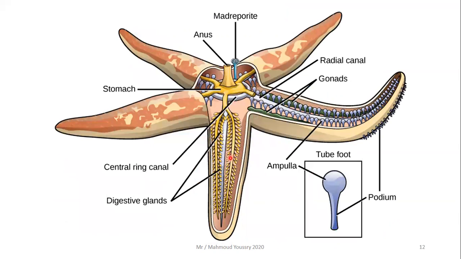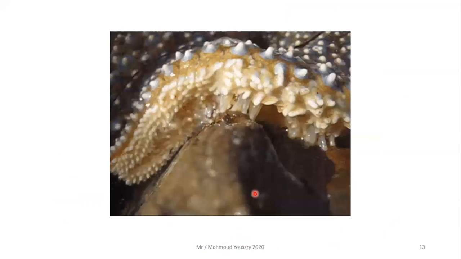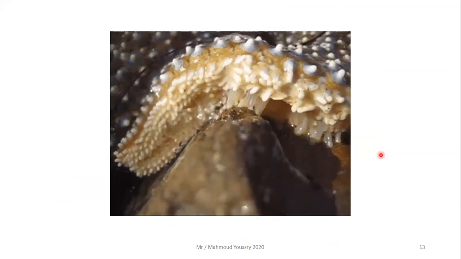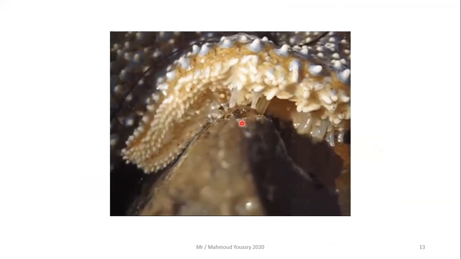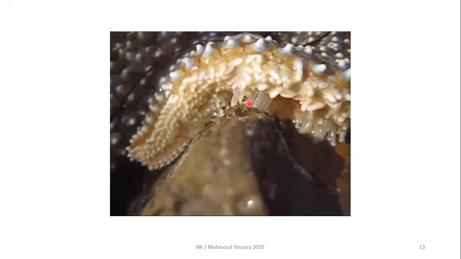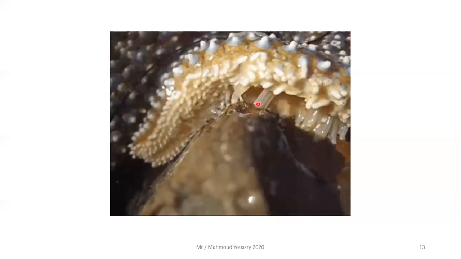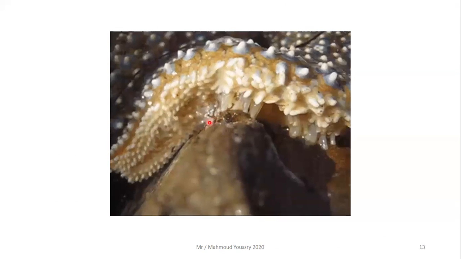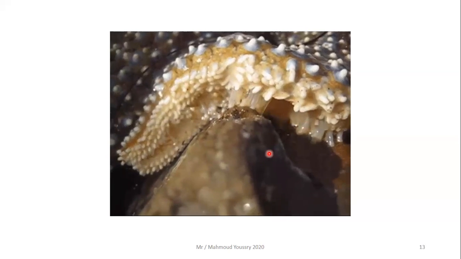This is another picture for the different organs of the sea star. This is the tube foot, which consists of the ampulla, and this one is named the podium. Okay, this is a GIF to show us how some tube feet get up or retract while others come down. This is the movement of the sea star.